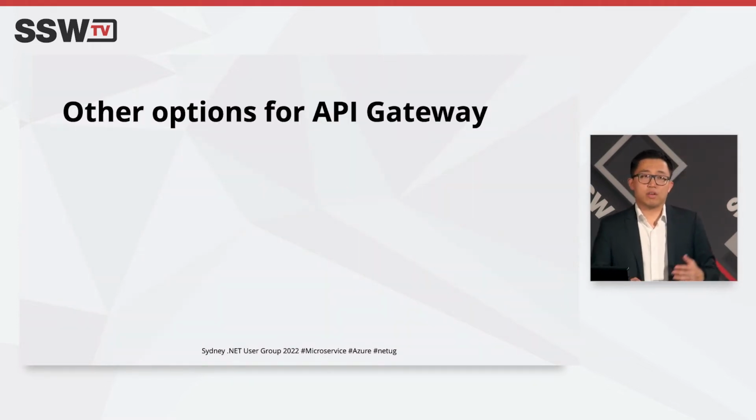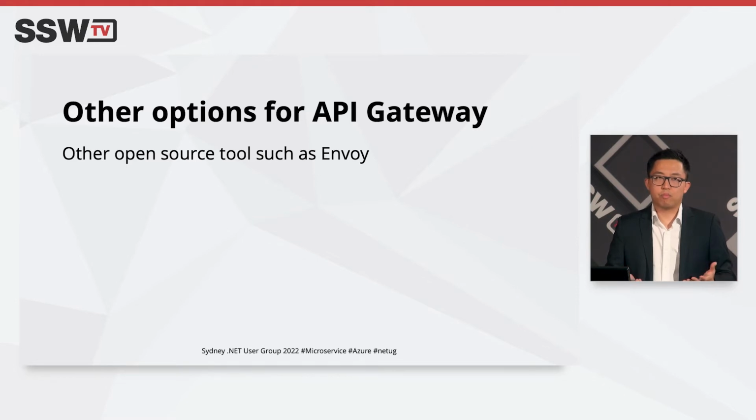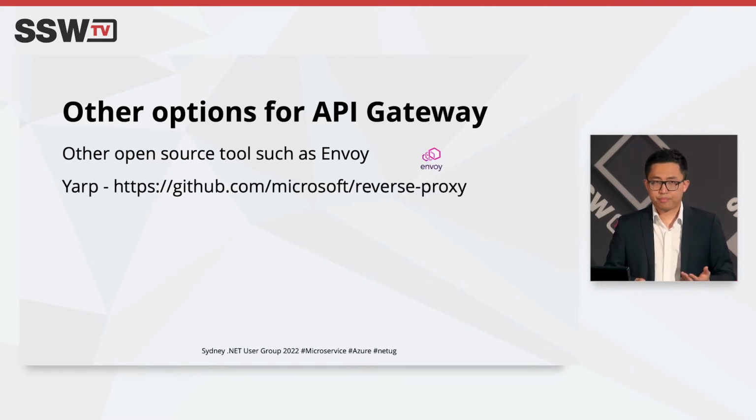All right, so Ocelot is apparently my favorite because it's simple and easy, but it is not the only choice. And is it the best choice? It depends. But let's look at some other options. So first of all, we have other open source tools such as Envoy. And actually, Microsoft has updated its document repository and the famous online shopping site example to use Envoy from using Ocelot. So I'll definitely check it out to see what benefit it brings.